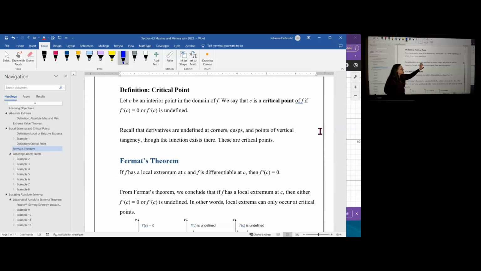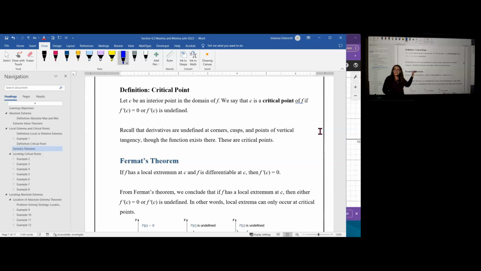Remember that derivatives are undefined at corners, cusps, and points of vertical tangency. But the function is defined in all of those places. Just the derivative does not exist. These are critical points on the graph.